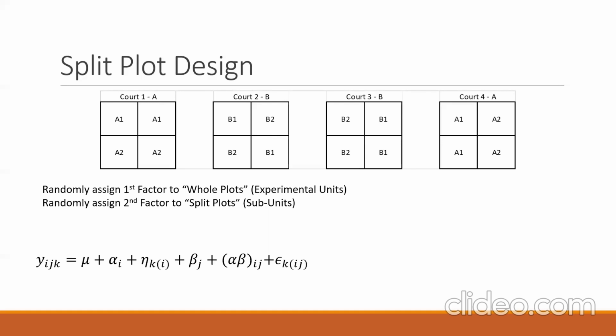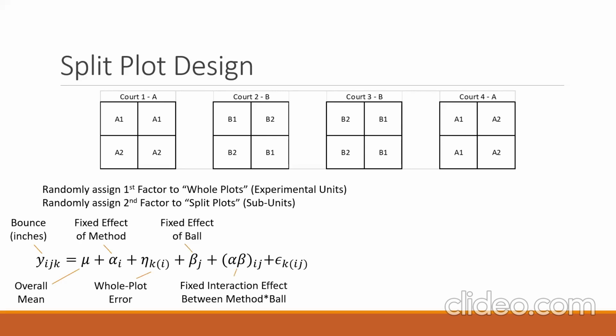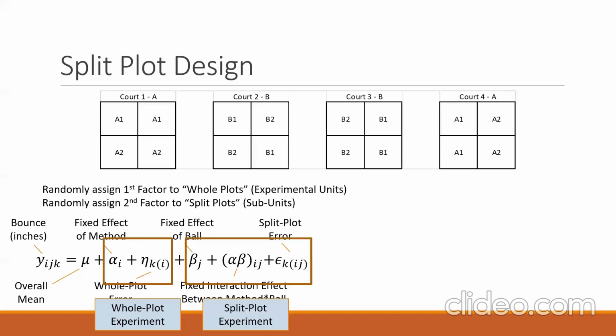This is what our effects model is going to look like. I just wanted to point out a couple of terms here. First off, we have 2 different error terms, the whole plot error, and then a little bit later, the split plot error. The whole plot error is essentially the error corresponding to each whole plot unit, so each court. And the split plot error is the error corresponding to each subunit, or each split plot unit. So what this essentially means is that we have 2 different experiments within an experiment. We have the whole plot experiment and the split plot experiment, each with different experimental units.